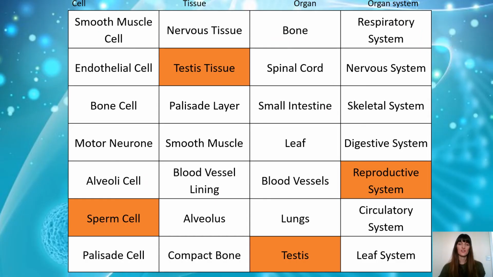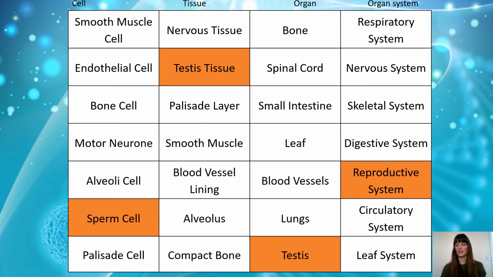So we're now going to test your knowledge of the organisation from cell to tissue to organ to system. Now you can do this as a table, and you can colour in the boxes that's been shown here, or you can do it as a flowchart if you'd rather. So one's been done for you. A sperm cell makes up testes tissue, that makes up the testes organ that is part of the reproductive system.